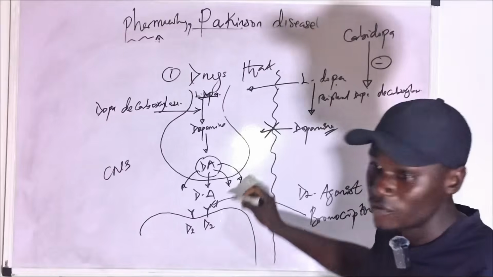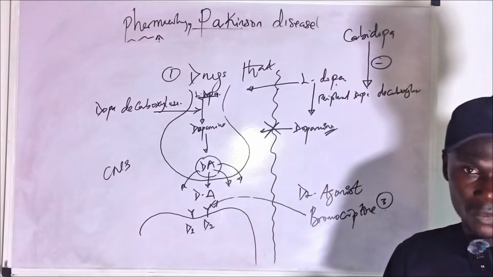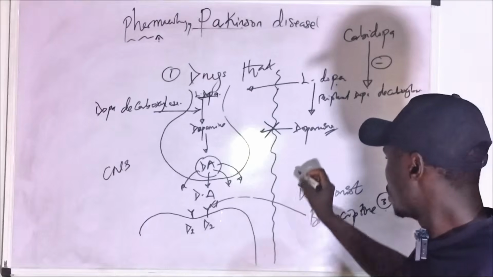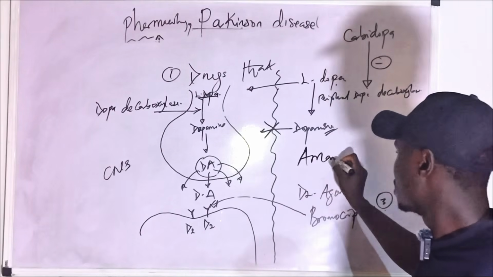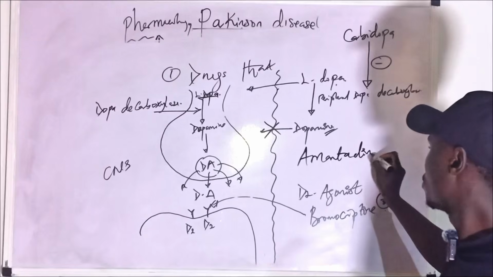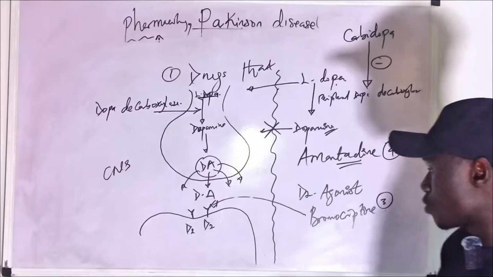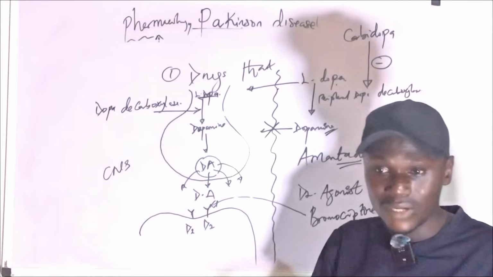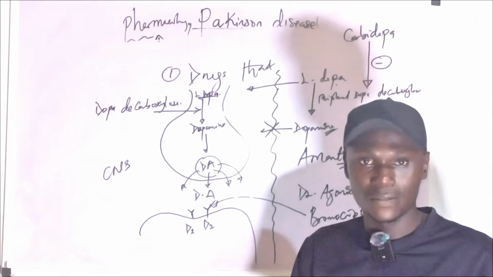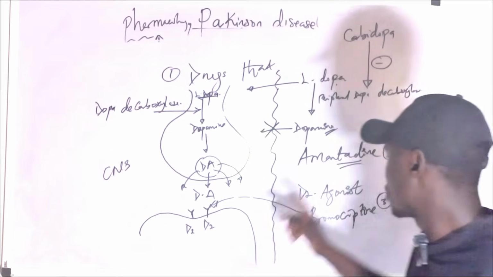Now another drug we can also give are drugs that can increase the release of dopamine. So they are called dopamine facilitators. Okay, so this drug is what we call amantadine. So amantadine can also be given. This is drug number 4. It does not act on the receptor, rather it increases the release of dopamine. Are you getting it now? So this is for amantadine.